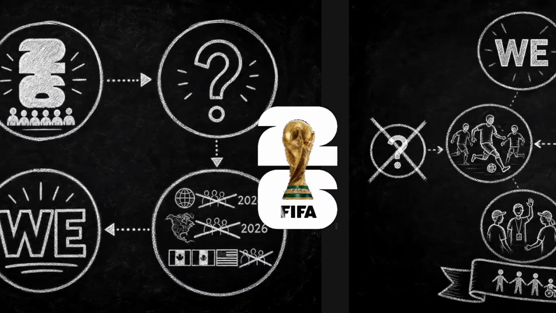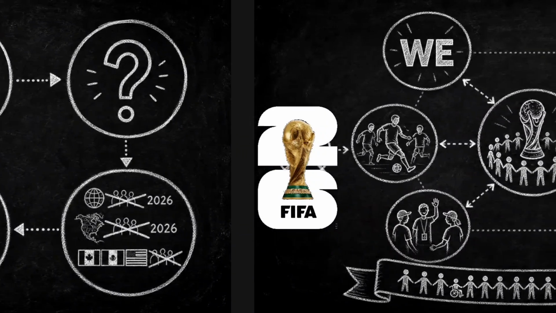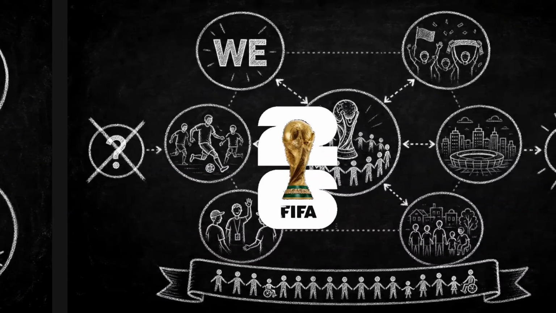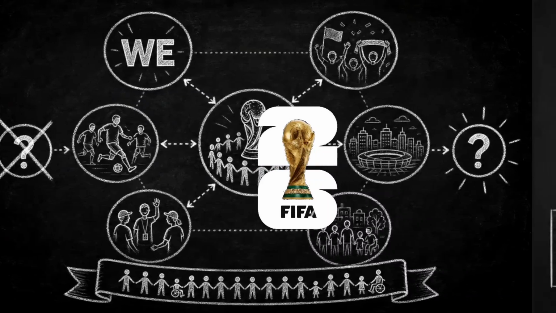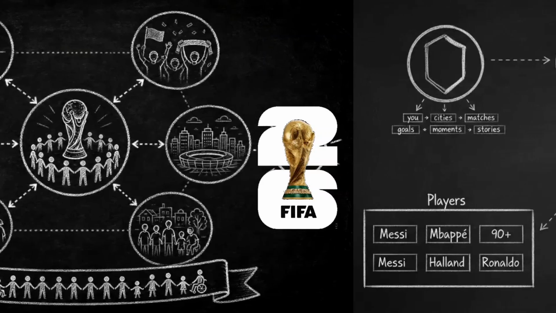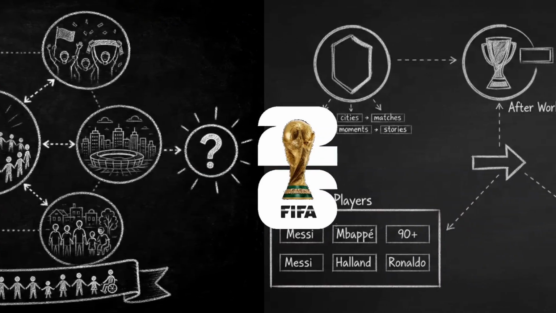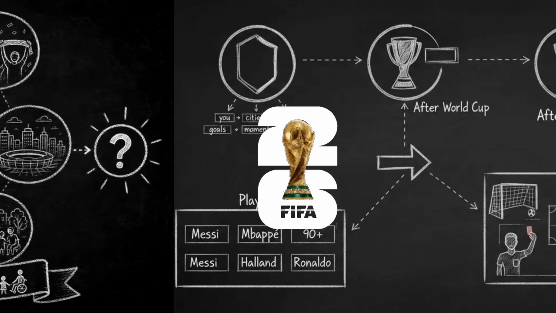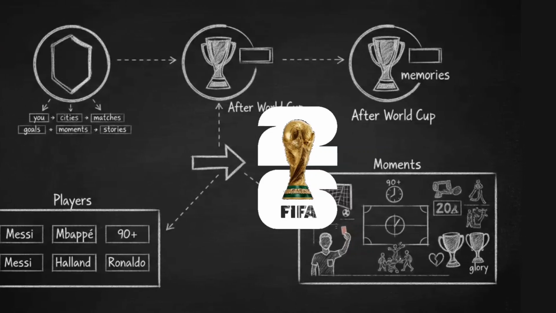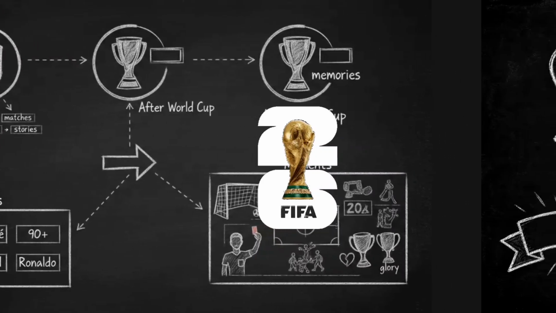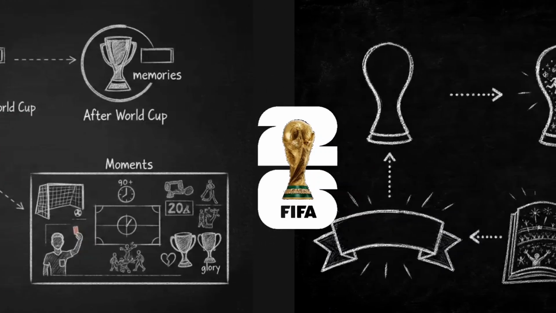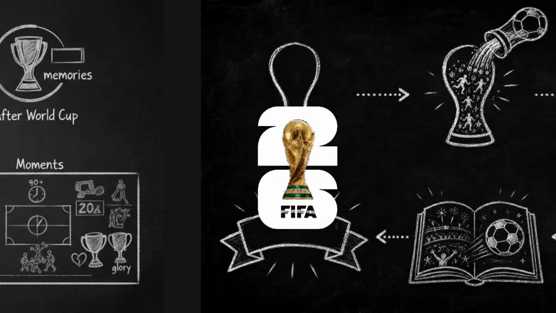The logo looks unfinished because it was designed to be completed by something else: you, the cities, the matches, the goals, the moments, the stories. Think about it. Right now, the logo is just a trophy and a number. But after the World Cup, you remember Messi, you remember Mbappe, you remember Haaland, you remember Ronaldo, you remember shocking upsets, historic goals, red cards, last-minute winners, penalty shootouts, heartbreak, glory. The logo starts empty. The tournament fills it with meaning, and maybe that's the secret FIFA understood all along. The World Cup logo isn't supposed to tell the story. The World Cup itself tells the story.